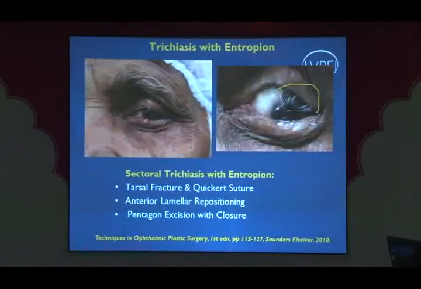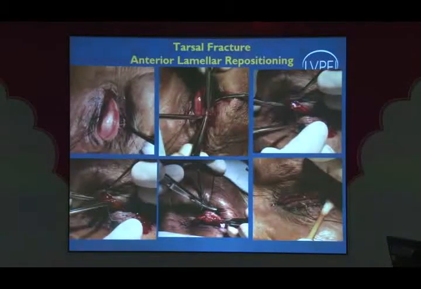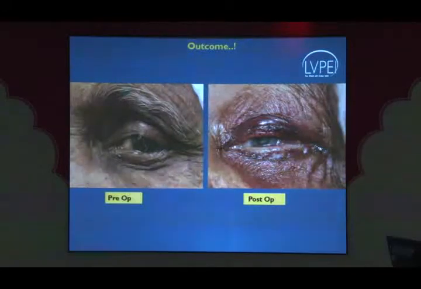And if this trichiasis is sectoral, involving less than 1/3 to half of the lid, you can plan a pentagon excision with a direct closure. Now, giving you the very basic perspective of how a tarsal fracture is done, we evert the lid, and after everting the lid, a full thickness tarsotomy is done 4 mm from the lid margin in the line of extensive fibrosed tissue. Then an anterior lamellar repositioning is done, where the anterior lamella, the skin and orbicularis, is recessed posteriorly by about 4 mm. And then after passing the everting suture, the lid margin or the anterior lamella can be sutured onto the tarsal plate. And this is the outcome just immediately after surgery.